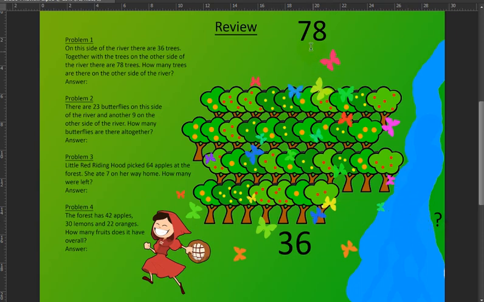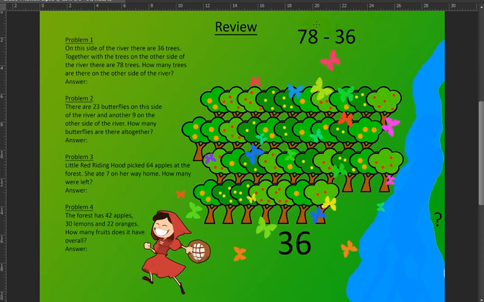Well, let's think about this. 78 is what I get if I put these together with these. However many there are, if I put them together, I get 78. Meaning that if I take these out of the total, all I'm going to be left with is these. So if I take 36 out of 78, I am going to see what is left on the other side. So I need to do 78 minus 36.